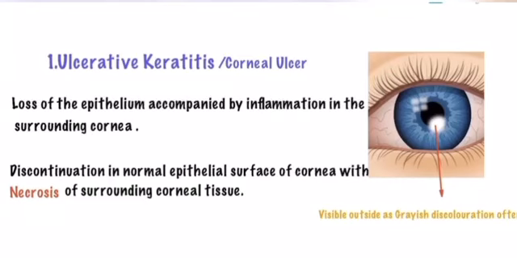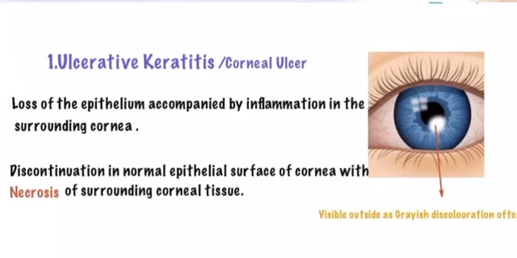Keratitis can be accompanied by an ulcer or may not be accompanied by an ulcer. If it is accompanied by an ulcer, we call it ulcerative keratitis, and if it is not accompanied by an ulcer, we call it non-ulcerative keratitis. Ulcerative keratitis is nothing but loss of epithelium accompanied by inflammation in the surrounding cornea. That is, we are putting the definitions of ulcer and keratitis together. The ulcer is loss of epithelium, and keratitis is inflammation of the cornea.